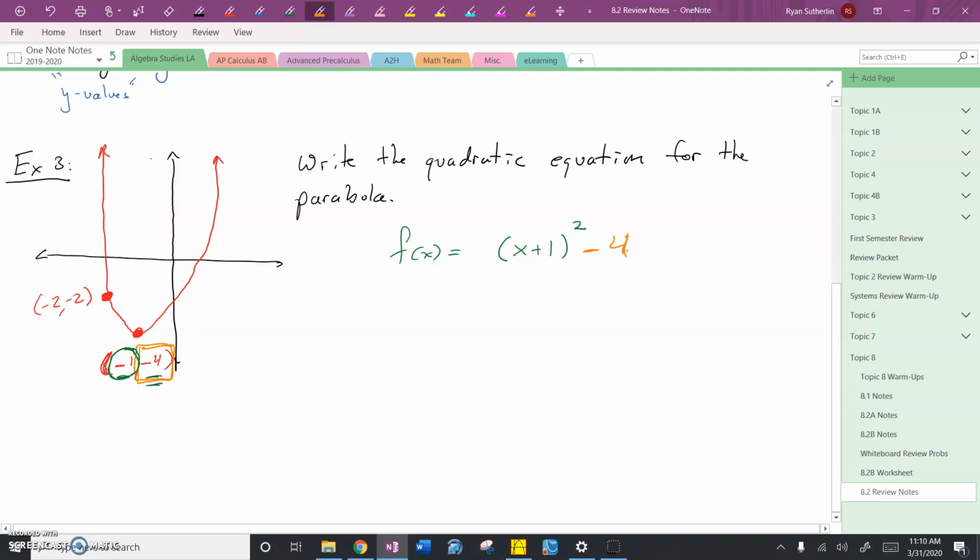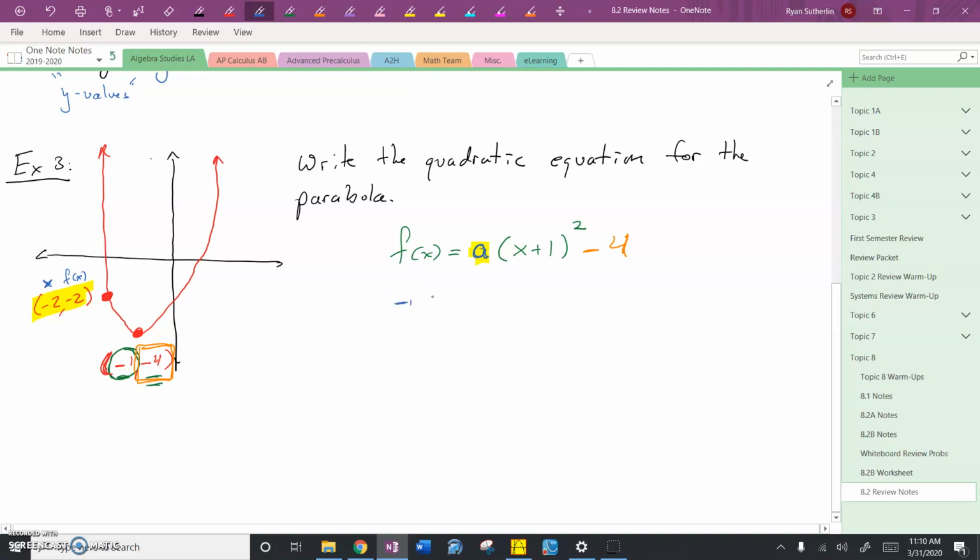Now what we don't know yet is, what is the a value? We see it opens up, so we should be able to determine that the a value is positive, but we don't know what the exact value is. So we're going to take this point that you see here on the left that I just highlighted. This is the x value, and the second value is the y value, which we're calling f of x. And so now I'm going to substitute.